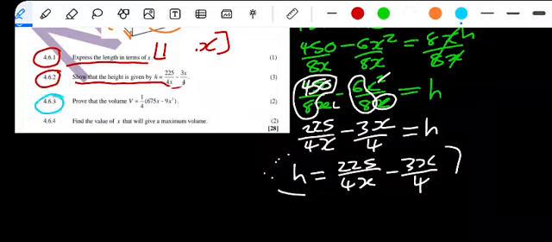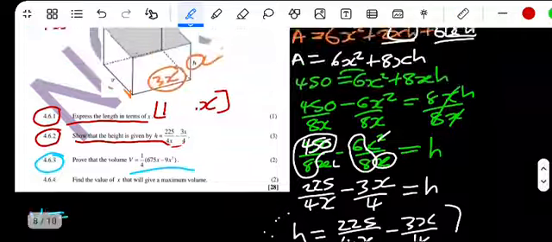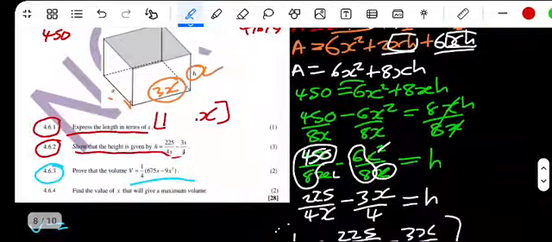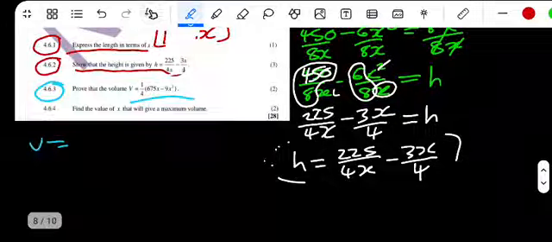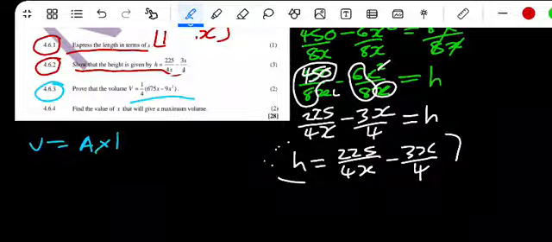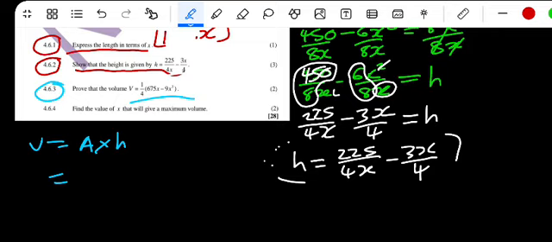Let us go to 4.63. So we should prove the volume. All right, we must prove the volume. What will be the volume of that? One thing you must know about the volume. I said to you, volume is equal to area multiplied by height, always. Take a note.